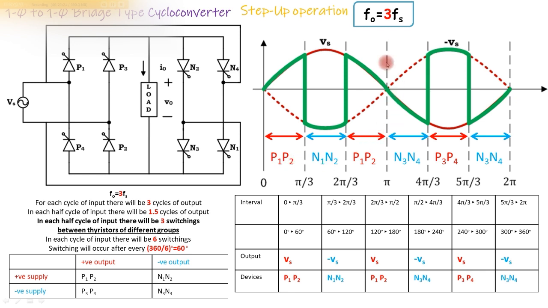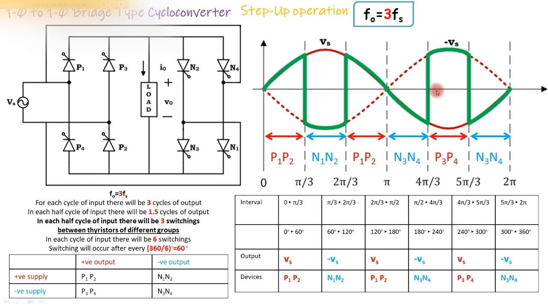So to summarize, for 3 times output frequency, there are 6 switchings, each at an interval of 60 degrees, and the firing sequence will be like this. For positive half cycle, thyristors marked 1 and 2 are fired. For negative half cycle, thyristors marked 3 and 4 are fired. For positive output, P groups are fired. For negative output, N groups are fired. So 3 times the input supply frequency, 6 switchings, each at 60 degree interval. Firing sequence: P1, P2, N1, N2, P1, P2, N3, N4, P3, P4 and N3, N4.